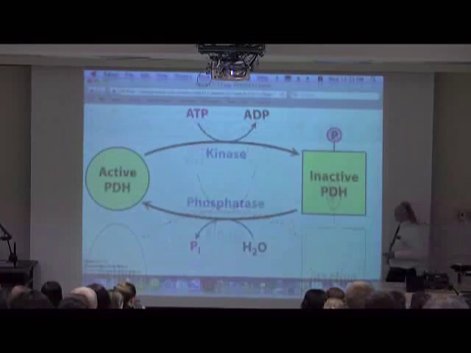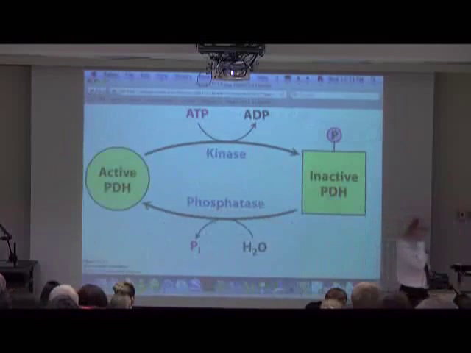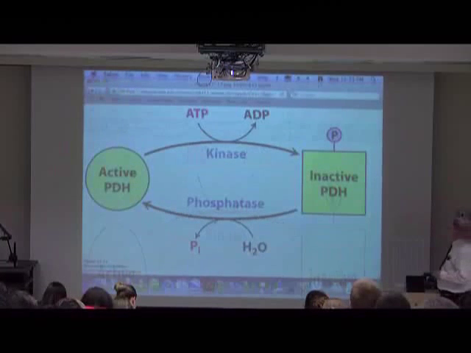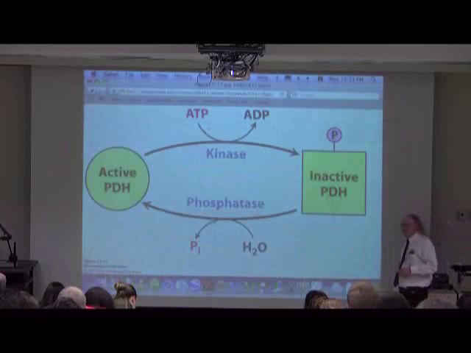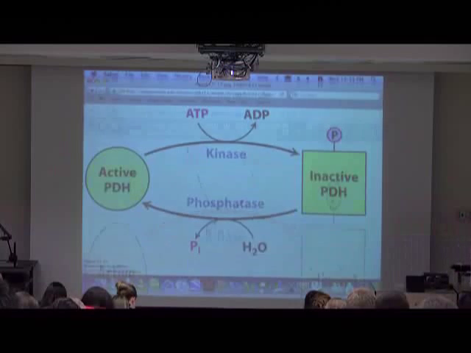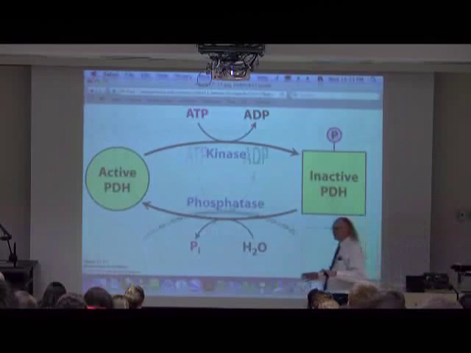The pyruvate dehydrogenase complex is regulated by covalent modification. Phosphorylation of it causes the enzyme to become inactive. Dephosphorylation of it causes it to become active. All right? Now, let's think back to last term, which I know you guys aren't very good at doing so far. So maybe I'll give you another chance to do it now.